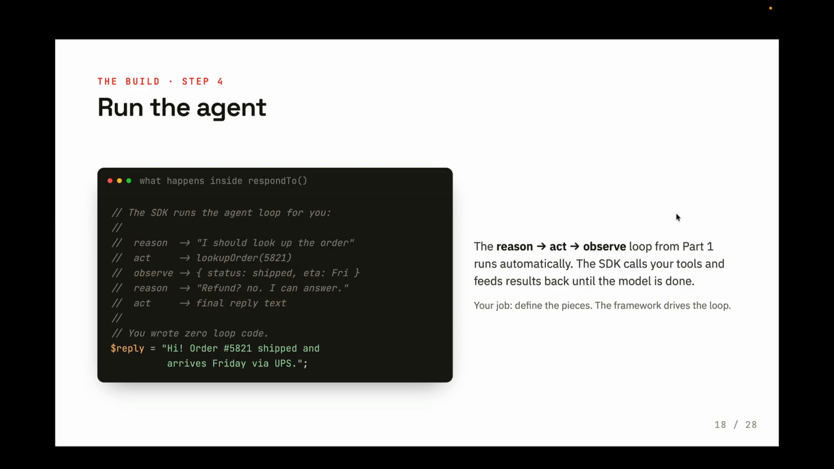And then the reply ultimately is, "Hi, your order 5821 shipped and arrives Friday via UPS." So we're able to give an intelligent response based off the agent's tone, rules, and goal, which is to give you this information. So that's cool. And again, this is endless scaling, right? These can scale much better than humans can. And so that's kind of the ultimate goal of why we use agents.